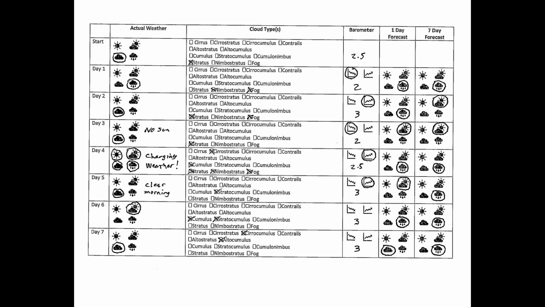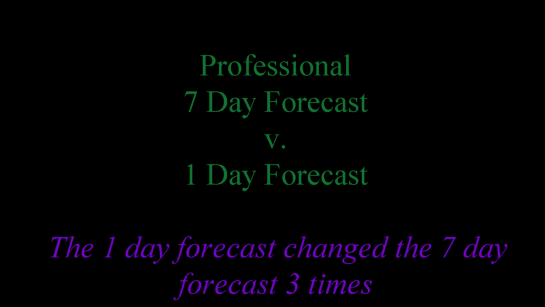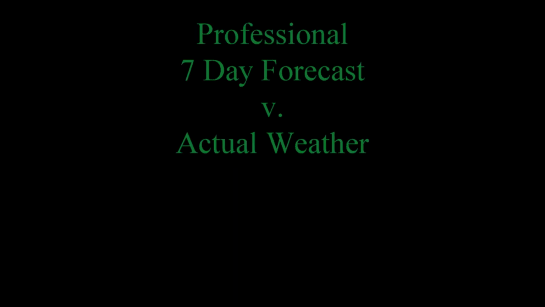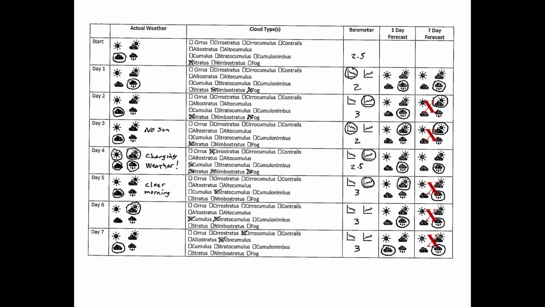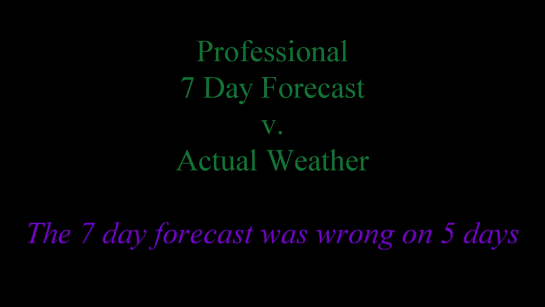Using our data sheet, we can make some observations. First, let's compare simply the 7-day forecast and the 1-day forecast. The professional weather forecasters changed their mind 3 times from their 7-day forecast to their 1-day forecast, which means that the 7-day forecast is not all that accurate. Next, let's compare the 7-day professional forecast with the actual weather. Here we find that the professional 7-day forecast was wrong on 5 days, so it's not that accurate.